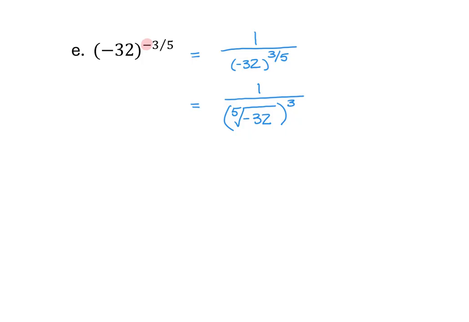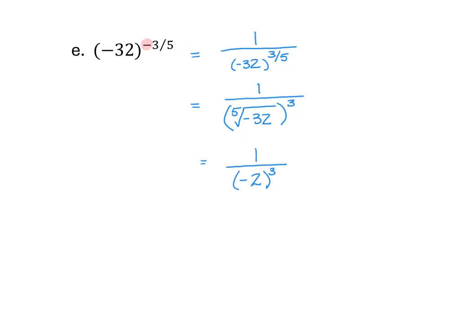Now, because we are talking a fifth root, negatives inside are allowed. So, the fifth root of negative 32 is going to be negative 2. Two times 2 is 4, times 2 is 8, that's our cube, times 2 is 16, that's our fourth, and times 2 is 32.